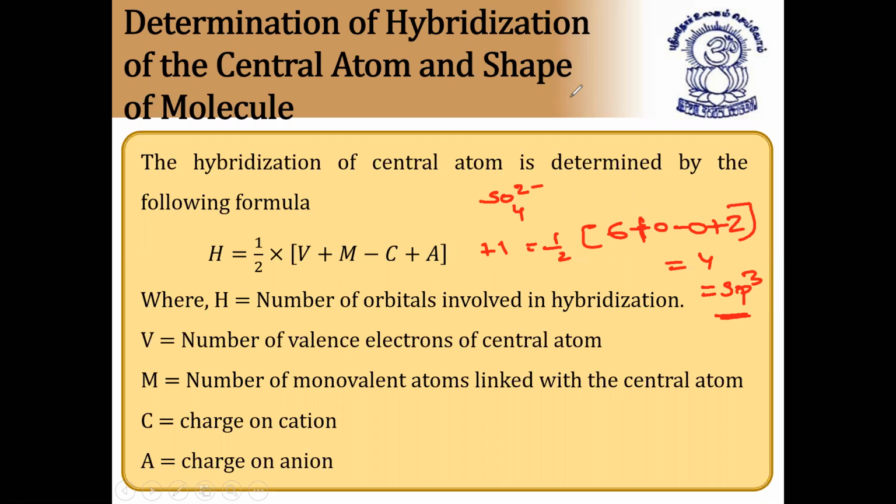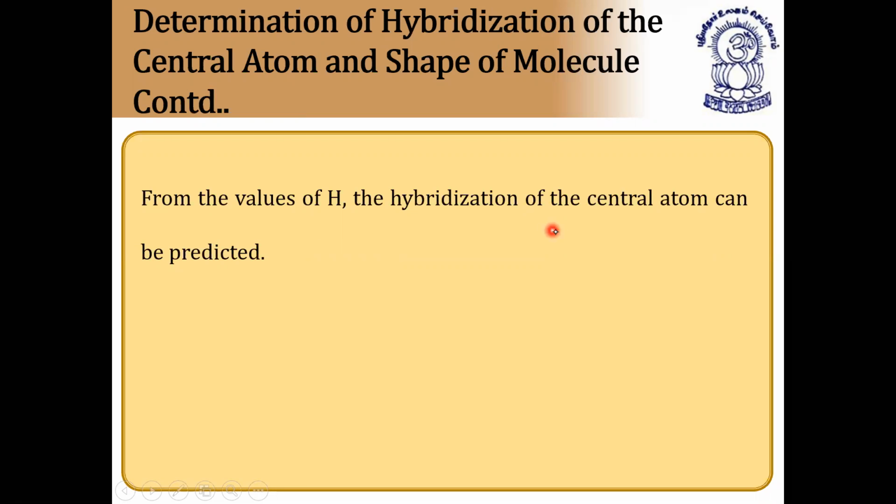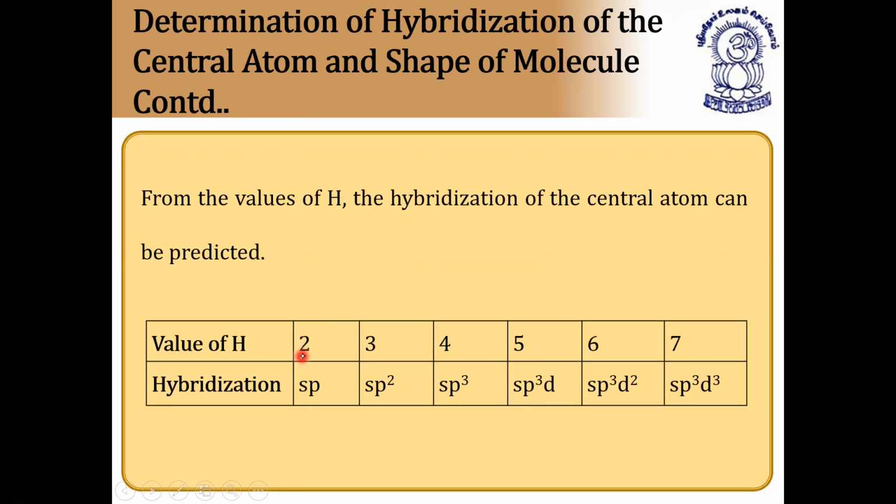I hope it is clear. This formula we already discussed; it is useful for finding hybridization even for ions. From the values of H, the hybridization of the central atom can be predicted. As we have done in the previous session, H is equal to 4 is sp3. H is equal to 5, sp3d; 6, sp3d2; 7, sp3d3; and 2, sp.